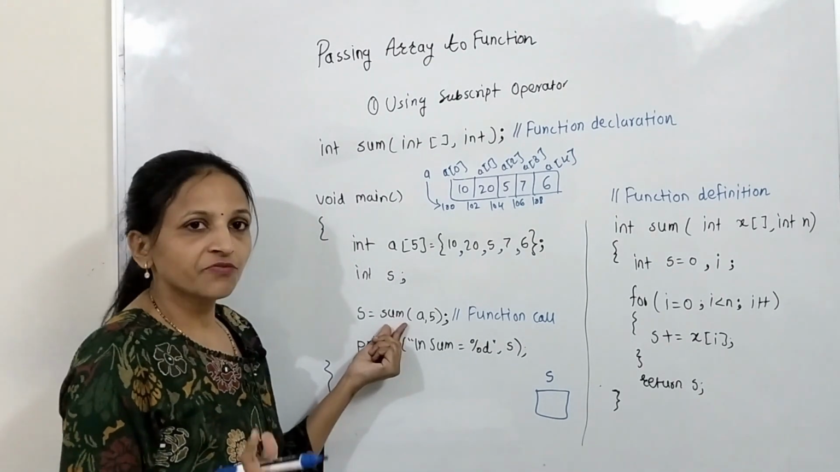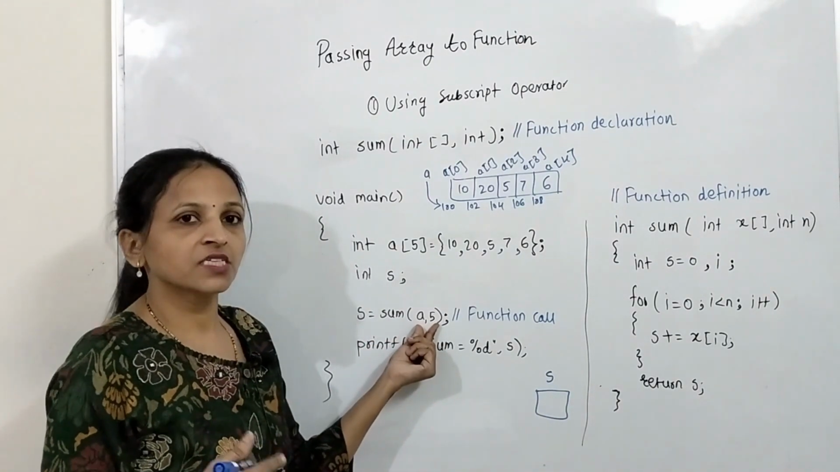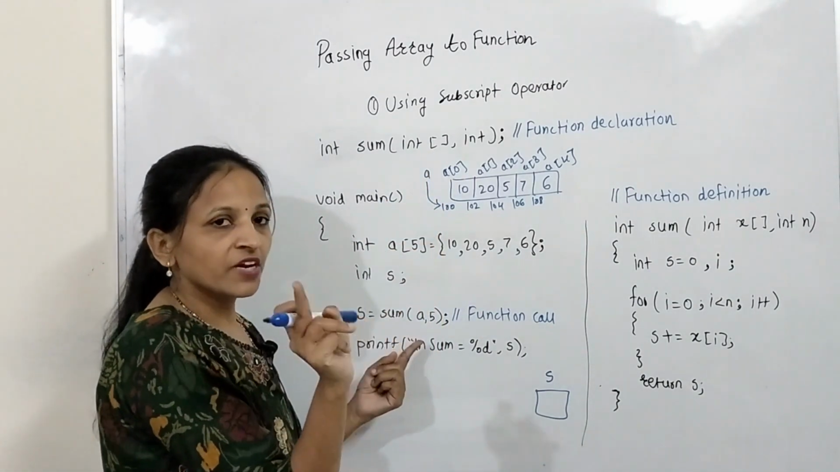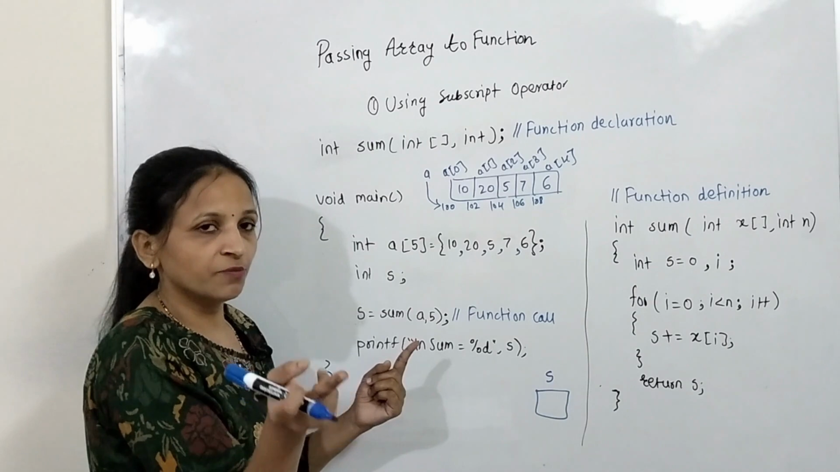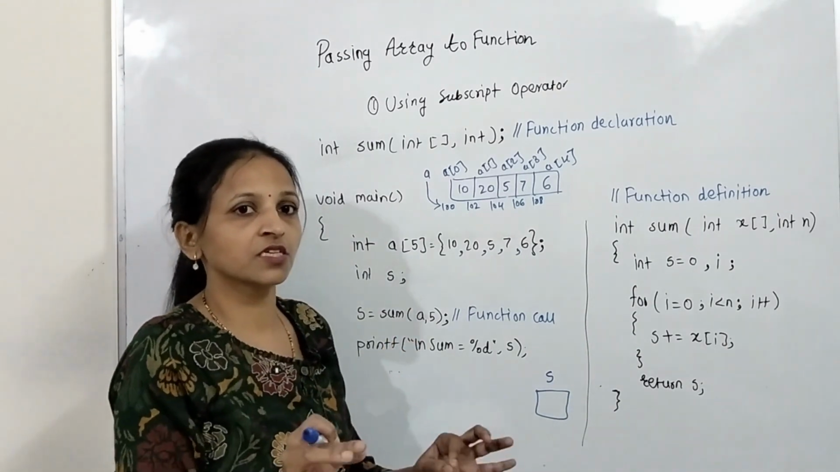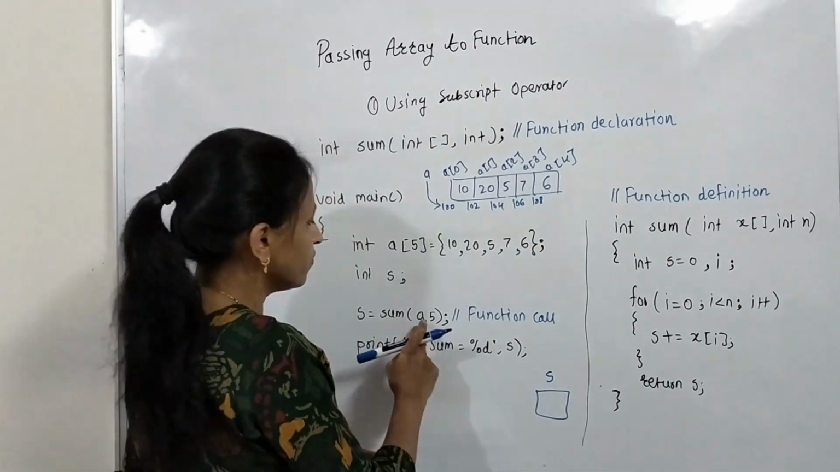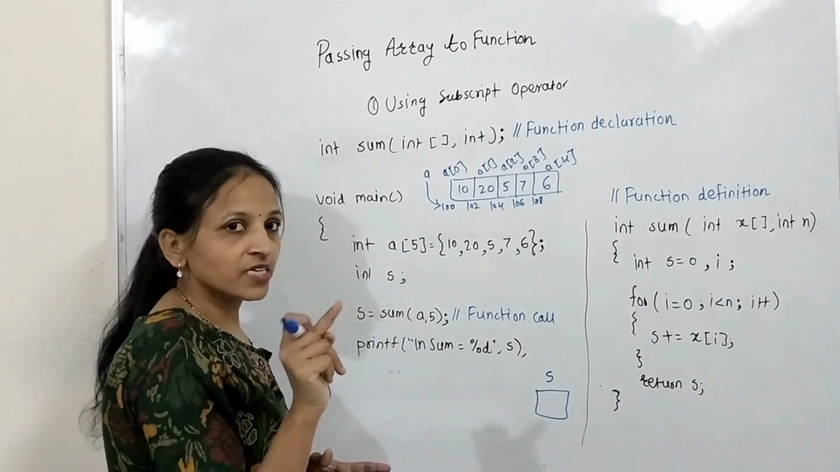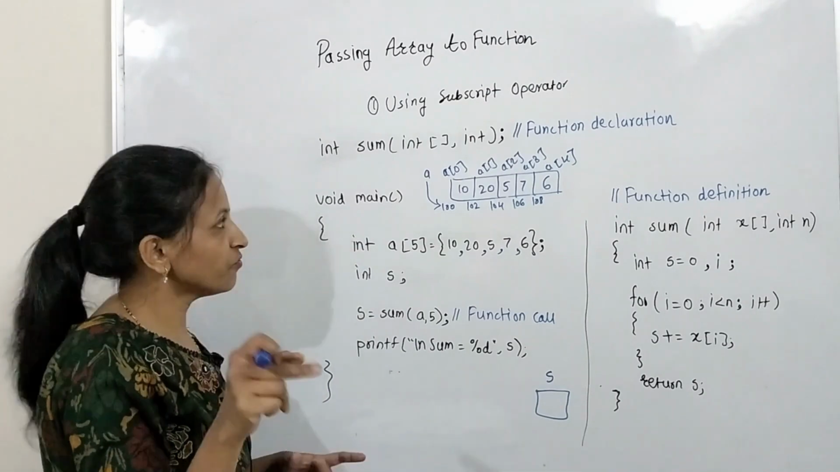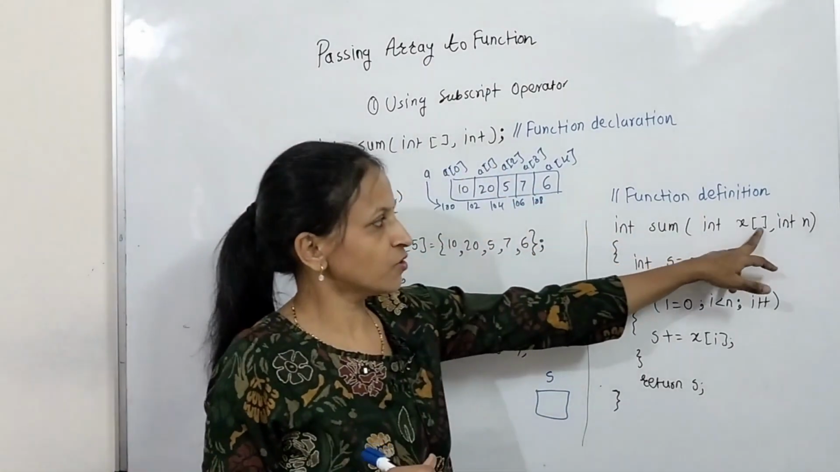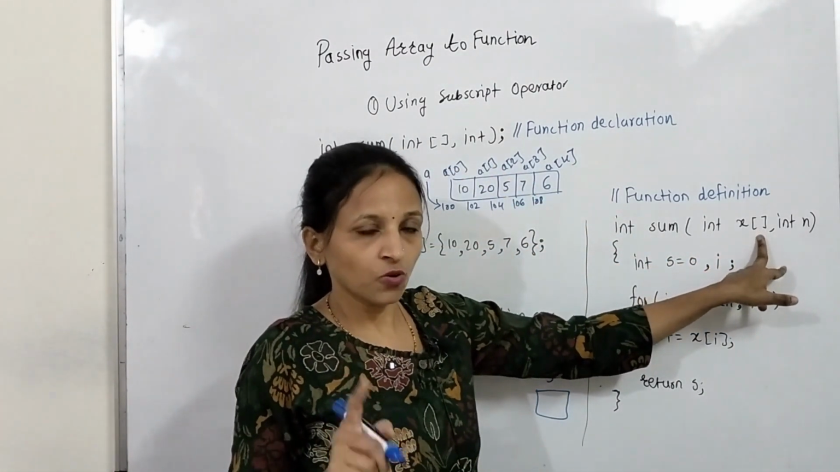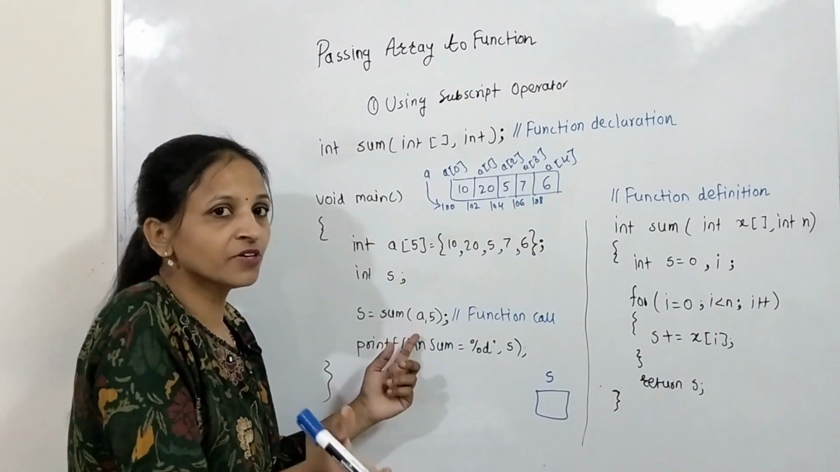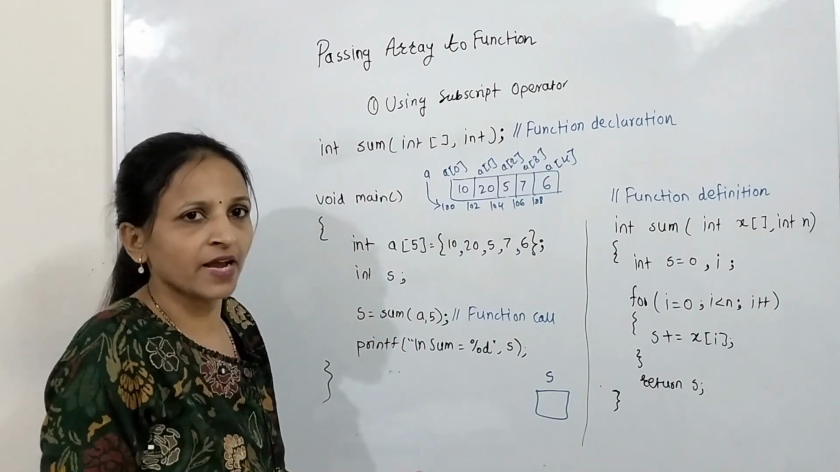Sum is a function name, and in brackets we are passing 2 arguments. The first argument should be an array, and whenever we pass an array to a function, in the function call we just give the name of that array. Here I am just mentioning the name of the array, that is a. I am not writing that square bracket. See, in function declaration and definition we have to mention that square bracket. It is compulsory, but always keep in mind while calling the function, don't place that square bracket.